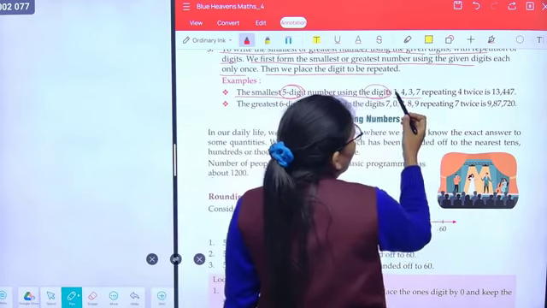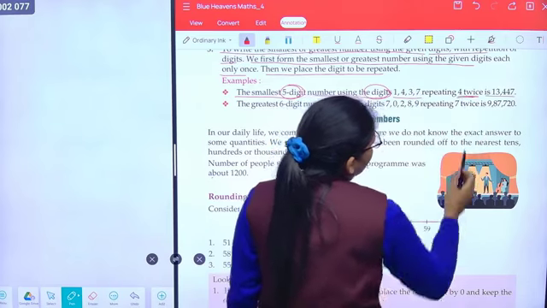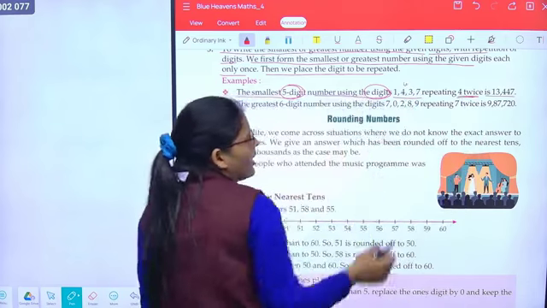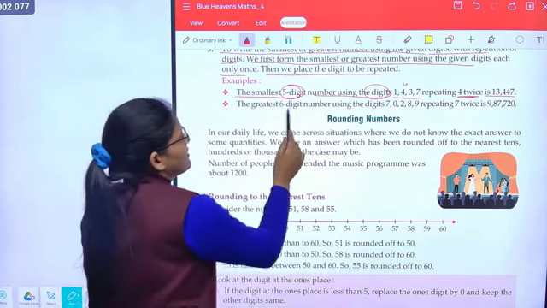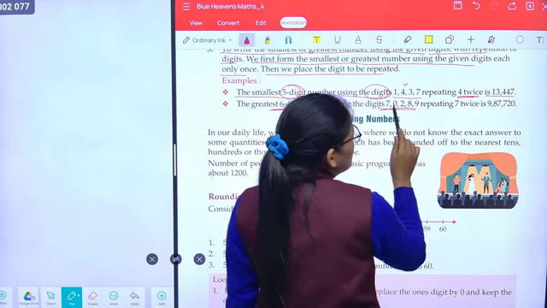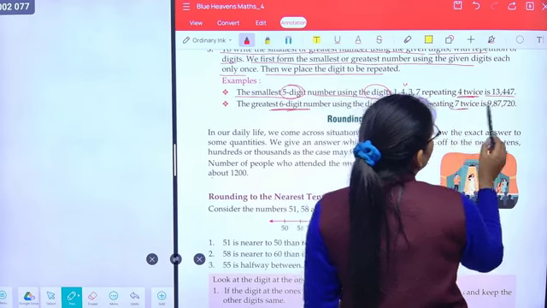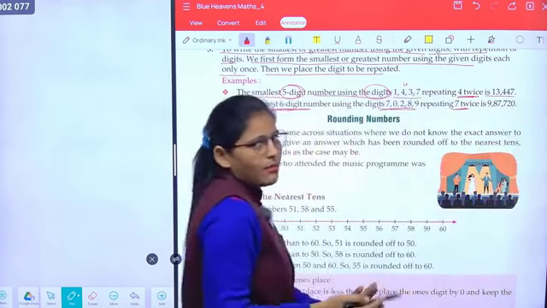Now the smallest 5-digit number using the digits 1, 4, 3. smallest के लिए हम क्या करेंगे, 1, 3, 4, 7. 4 is twice, so हम 4 को after 4. Understand? Now greatest, it is 9, 8, 7, 2, 0. Understand? 7 is twice. अब यहाँ पर 7 क्या है, twice. हम 7 को 7 के just बाद लगाएंगे.